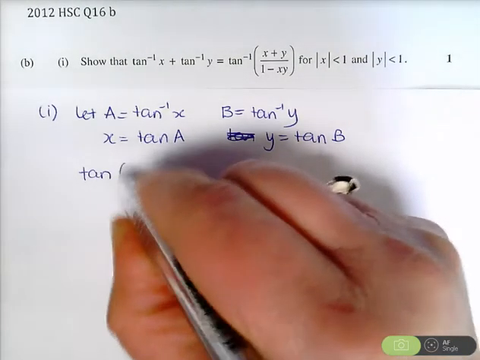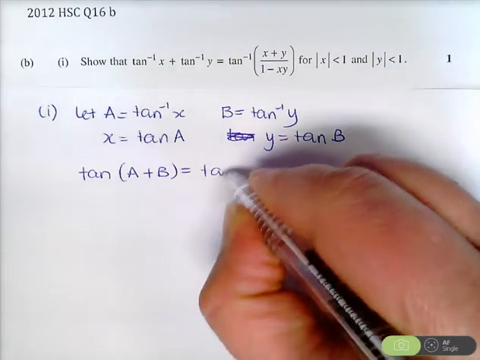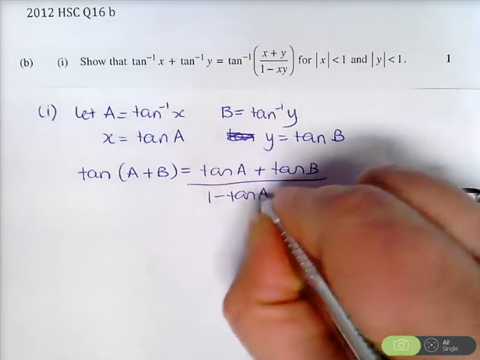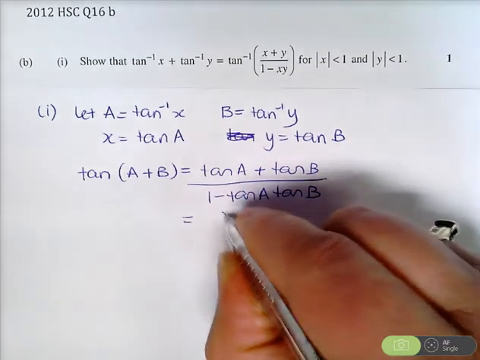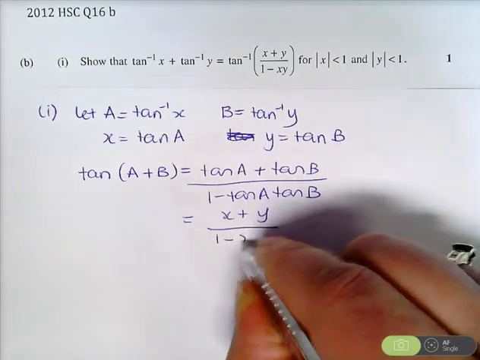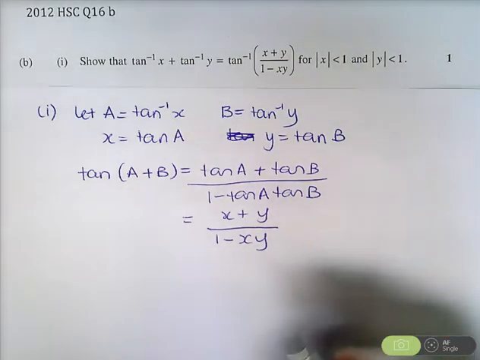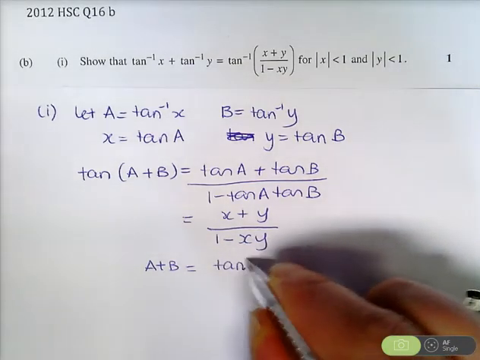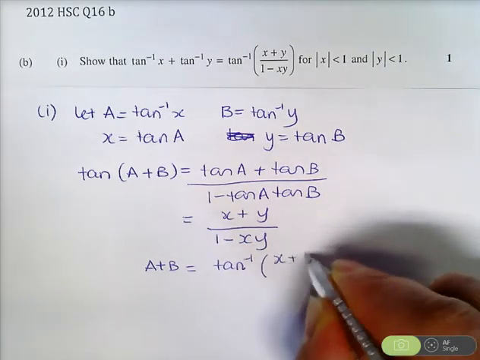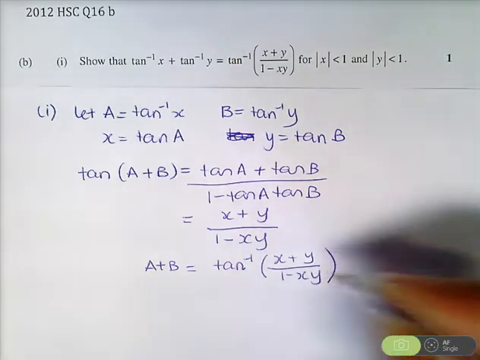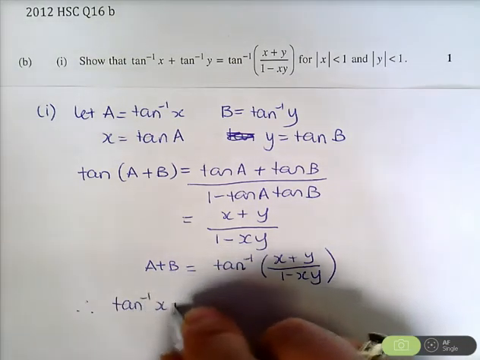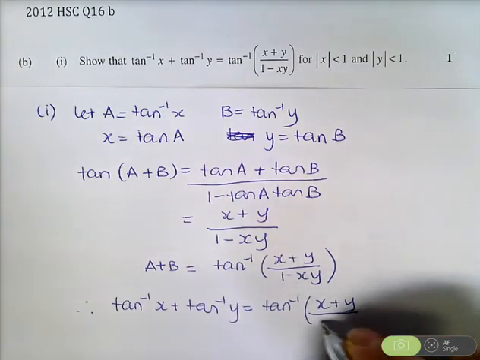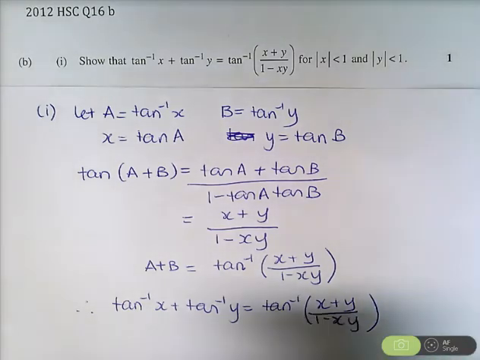Now we know that the tan of a plus b equals tan of a plus tan of b, over 1 minus tan of a times tan of b. So therefore that's equal to x plus y over 1 minus xy. That's what tan of a plus b is. So therefore a plus b is the inverse tan of x plus y over 1 minus xy, or inverse tan of x plus inverse tan of y equals inverse tan of x plus y over 1 minus xy, as required.